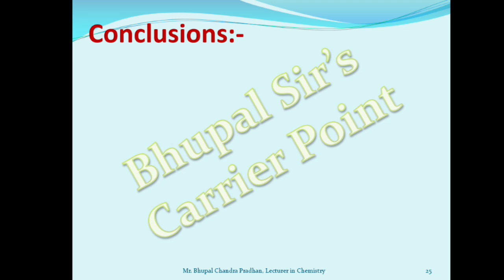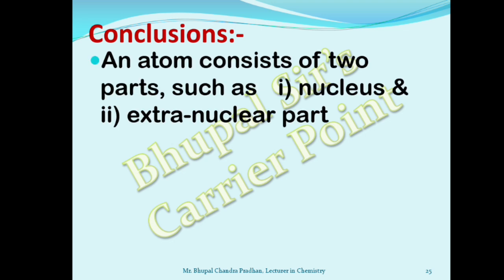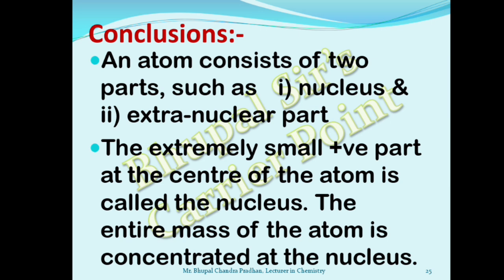What are the different conclusions observed from these observations? Conclusions. An atom consists of 2 parts, such as the nucleus and the extranuclear part. The extremely small positive part at the center of the atom is called the nucleus.